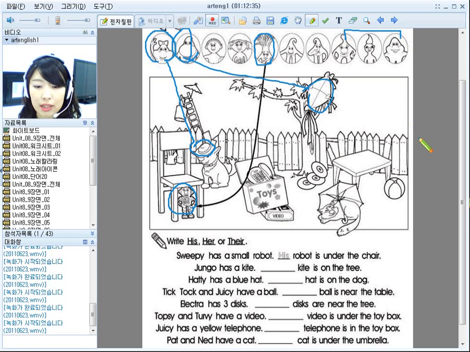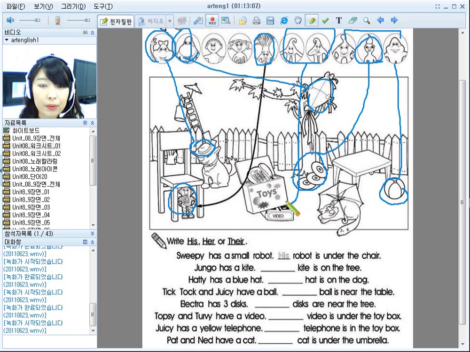Tick-tock and Josie have a ball. Their ball is near the table. Electra has 3 discs. Her discs are near the tree. Topsy and Turvy have a video. Their video is under the toy box.